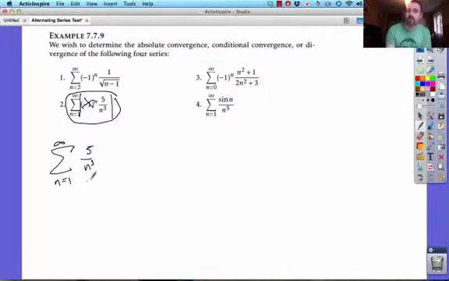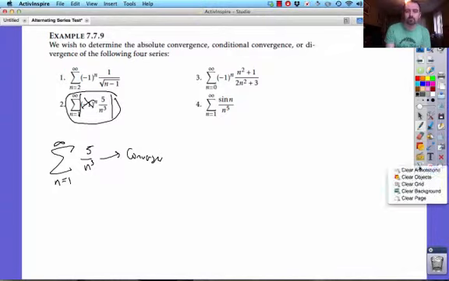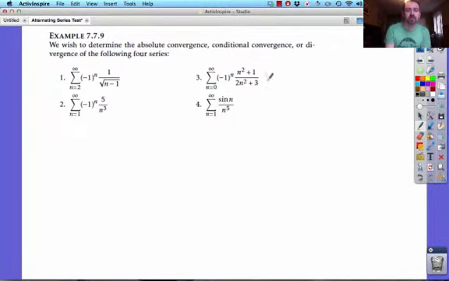The answer is this is a p-series, 1 over n to the p, 1 over n to the third. This is a p-series where p is greater than 1, which means that this converges. So not only does the original series converge, but the absolute value of this series converges, which makes this absolutely convergent.